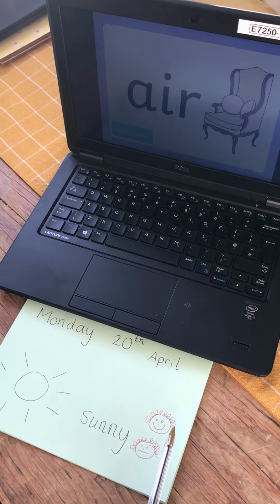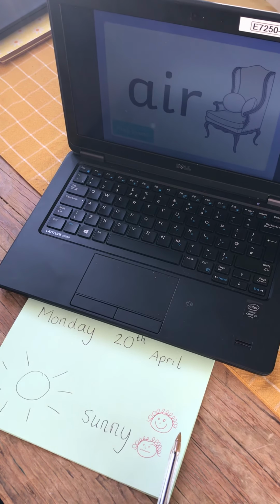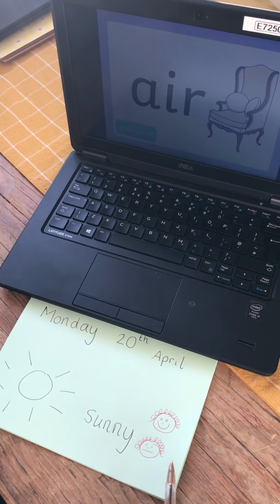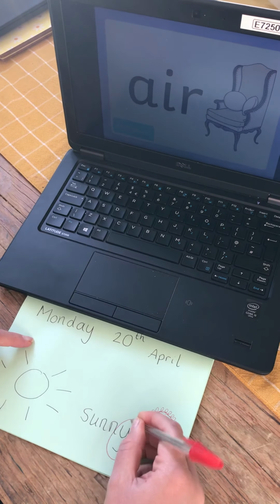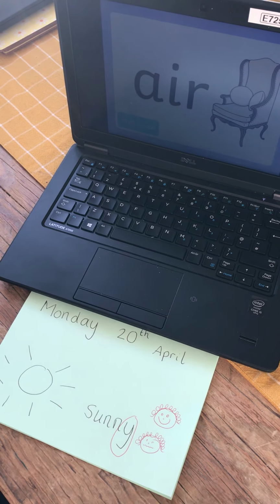We also have a look at the weather. We like to discuss what the weather is doing that day, and you can use that as a phonics tool as well. Sunny, you might point out that it's got the E sound at the end, and the E sound is made using the Y in this word.